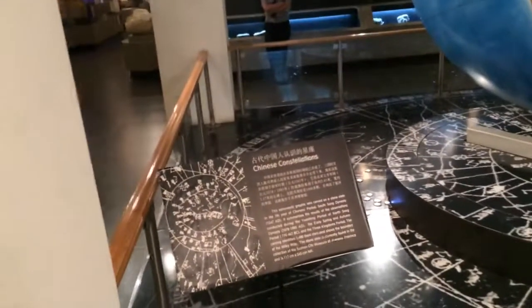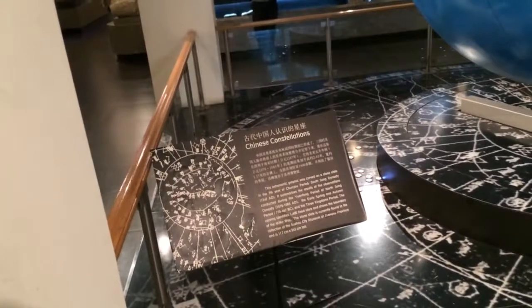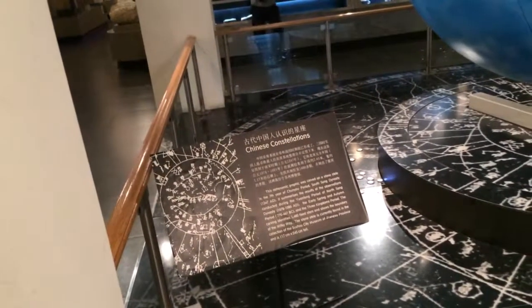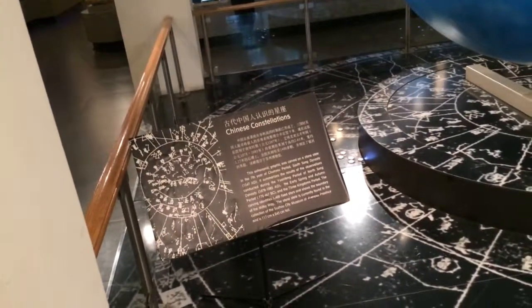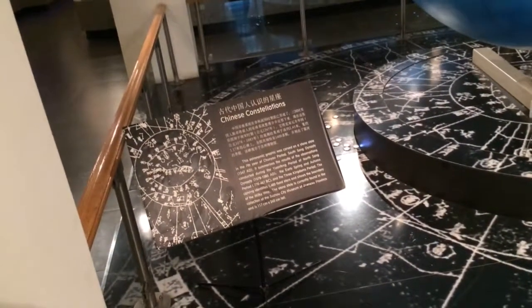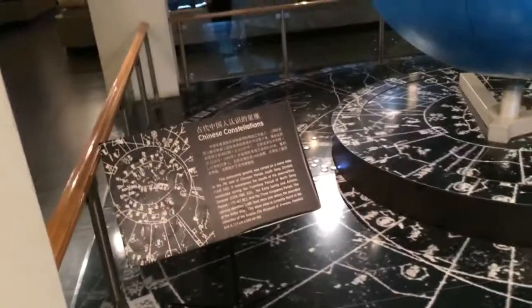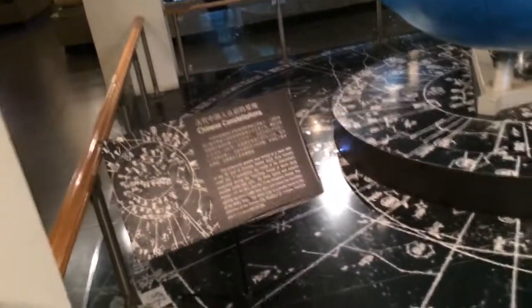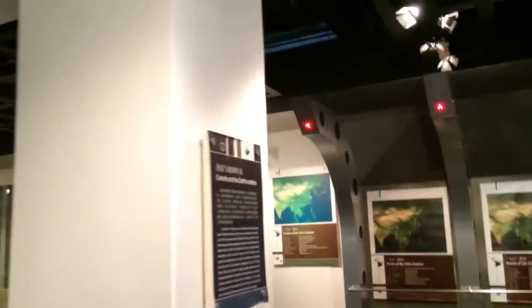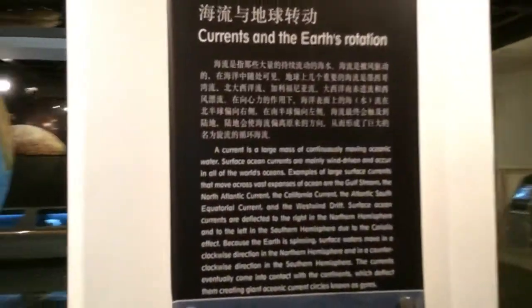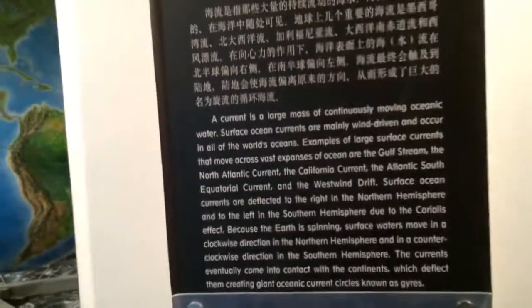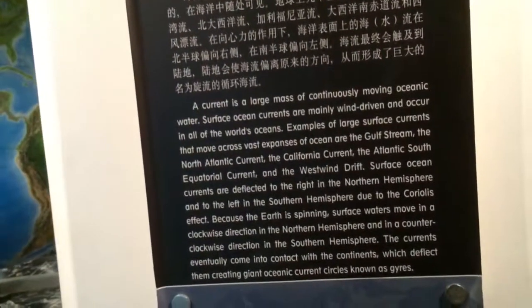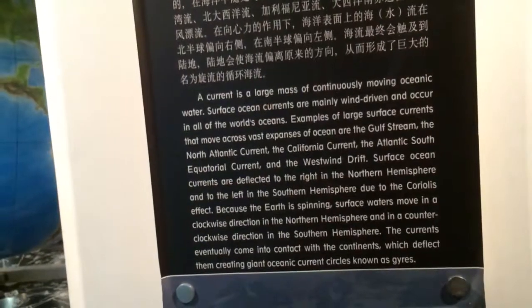This is an astronomical graph carved on a stone stele, 7th year of the Chunyou period, Southern Song Dynasty. I think this is what I saw in Suzhou. Yeah, Suzhou Museum. This is at the Confucian Temple in Suzhou. They have this stele. You can watch my video of it. So, giant ocean currents called gyres, clockwise in the northern hemisphere, counterclockwise in the southern hemisphere.